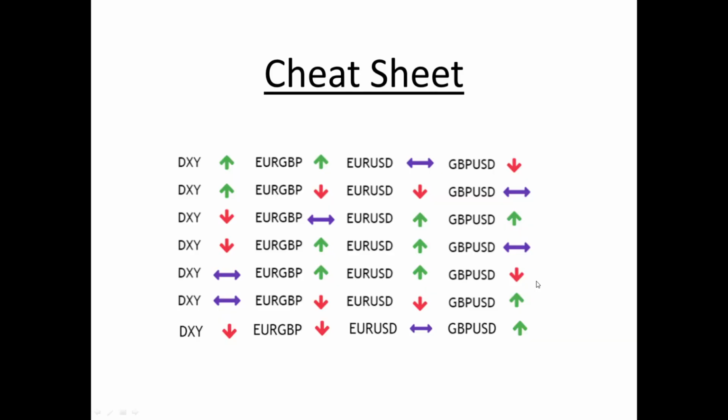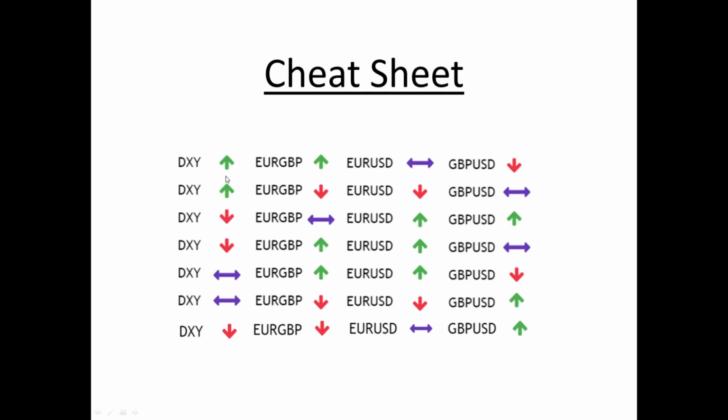I have a little cheat sheet over here, created myself. Basically, we've got DXY on the left. So we always use the DXY as the main mover. So we first determine where DXY wants to go, and then we're going to base our analysis on which of the two we want to trade. So do we want to trade Euro USD or do we want to trade GBP USD, right? So I've got some scenarios outlined over here.